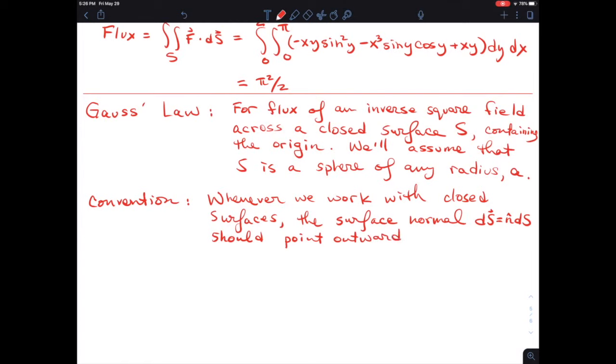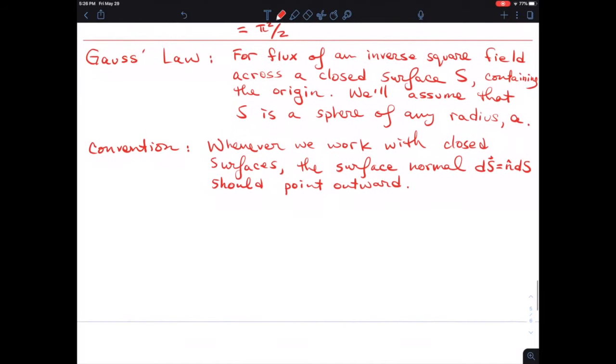Now, if you point it inward, what happens is your dot product will come out with the opposite sign. It'll be negative when it should be positive, or vice versa. So it's not a big deal. You just change the sign of the answer, and nobody's going to make a huge fuss about this. But it's a convention, and you should try and remember it.